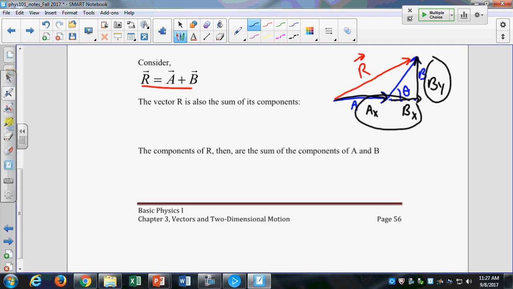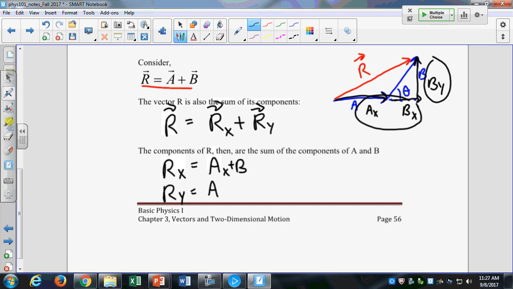So the vector R is also the sum of its components. It's going to be equal to Rx plus Ry. And Rx is going to be AX plus BX. And Ry is going to be AY plus BY. This is the x component of R. It is the sum of AX and BX. It's like I wrote here. That should be an X.